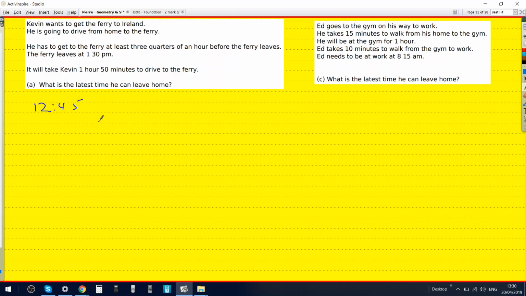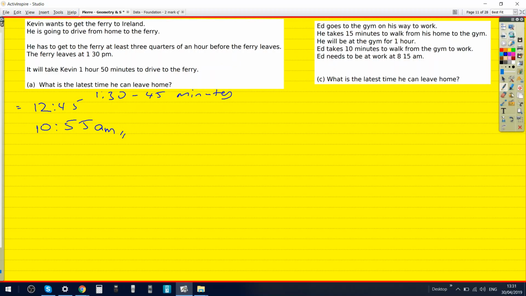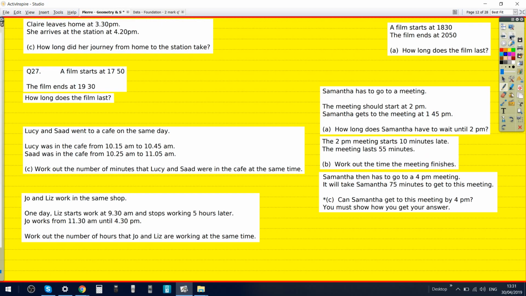So it will take Kevin an hour if he has to drive to get to Grace. What time should he leave home? So it's going to take him an hour and 50 minutes before 12:45. So 2 hours before would be 10:45. 10:55. Yeah. Yes, that's it. Okay, I think you're good for those. I think you'll be fine for those.